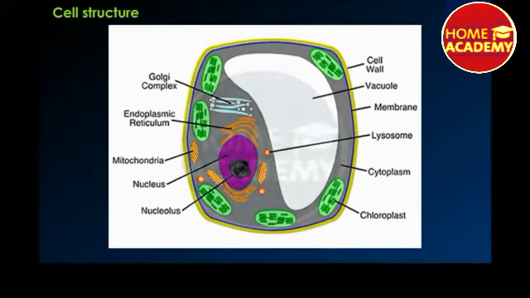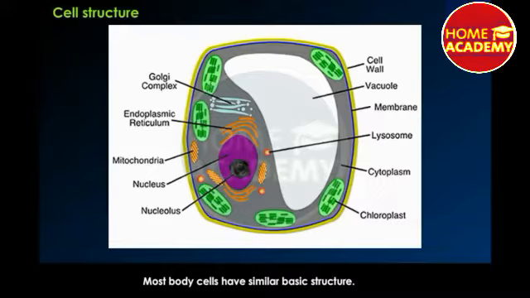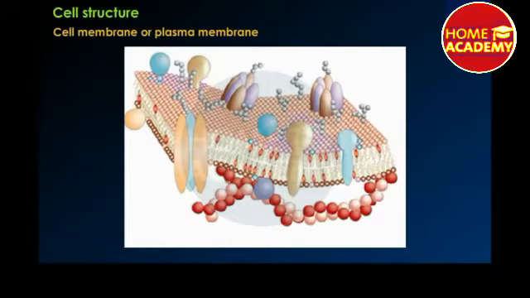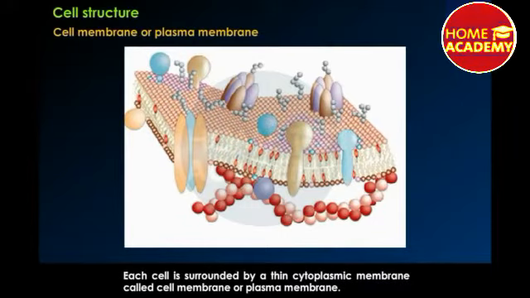Cell structure. Most body cells have similar basic structure. A typical cell contains mainly three parts: cell membrane, nucleus, and cytoplasm. Cell membrane or plasma membrane. Each cell is surrounded by a thin cytoplasmic membrane called cell membrane or plasma membrane.